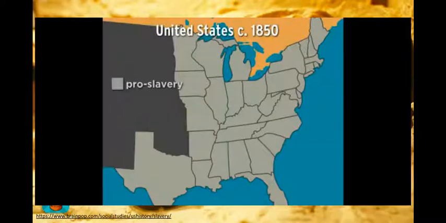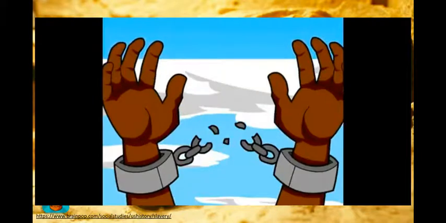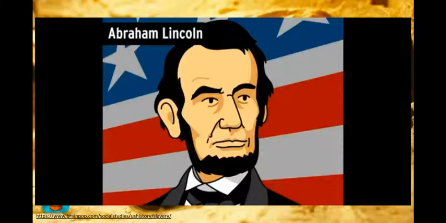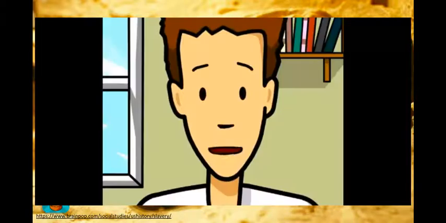But by the 1850s, most northern states had outlawed the practice. In 1860, the U.S. fought a civil war over slavery, which brought it to an end. During the war, Abraham Lincoln delivered the Emancipation Proclamation. He declared that all enslaved people in Confederate states were now free. And the 13th Amendment to the Constitution officially outlawed slavery in 1865.